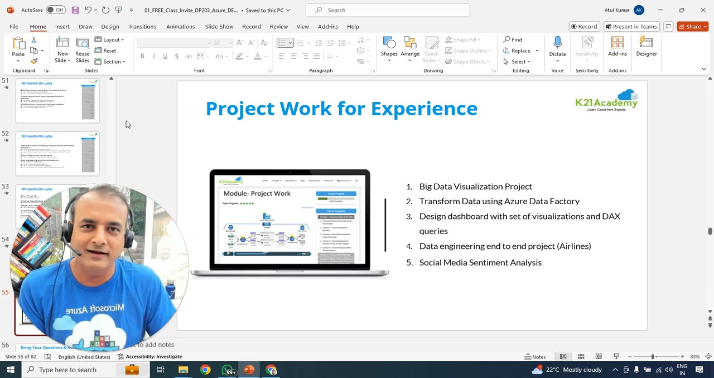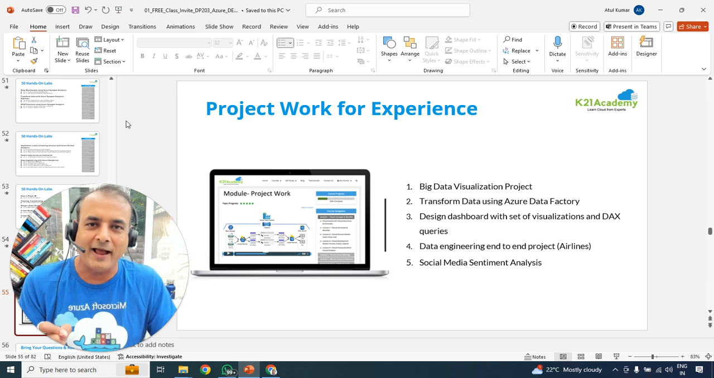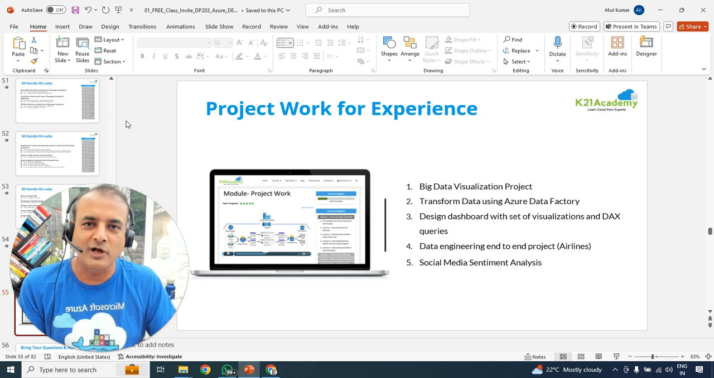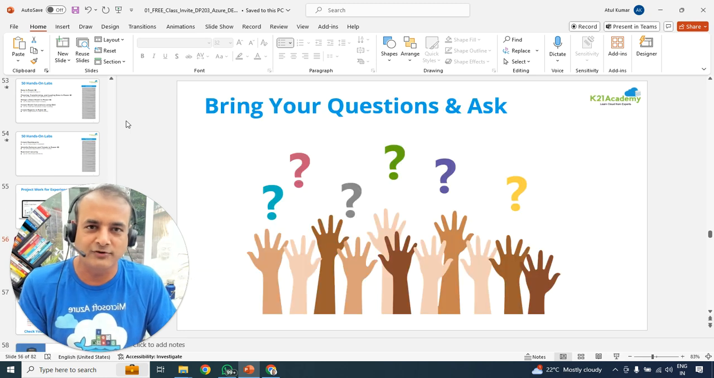And once you learn with hands-on labs by actually implementing those things, you should also be doing projects so that you can put them on a resume as real-time experience. So right, we'll talk about those certifications as well.